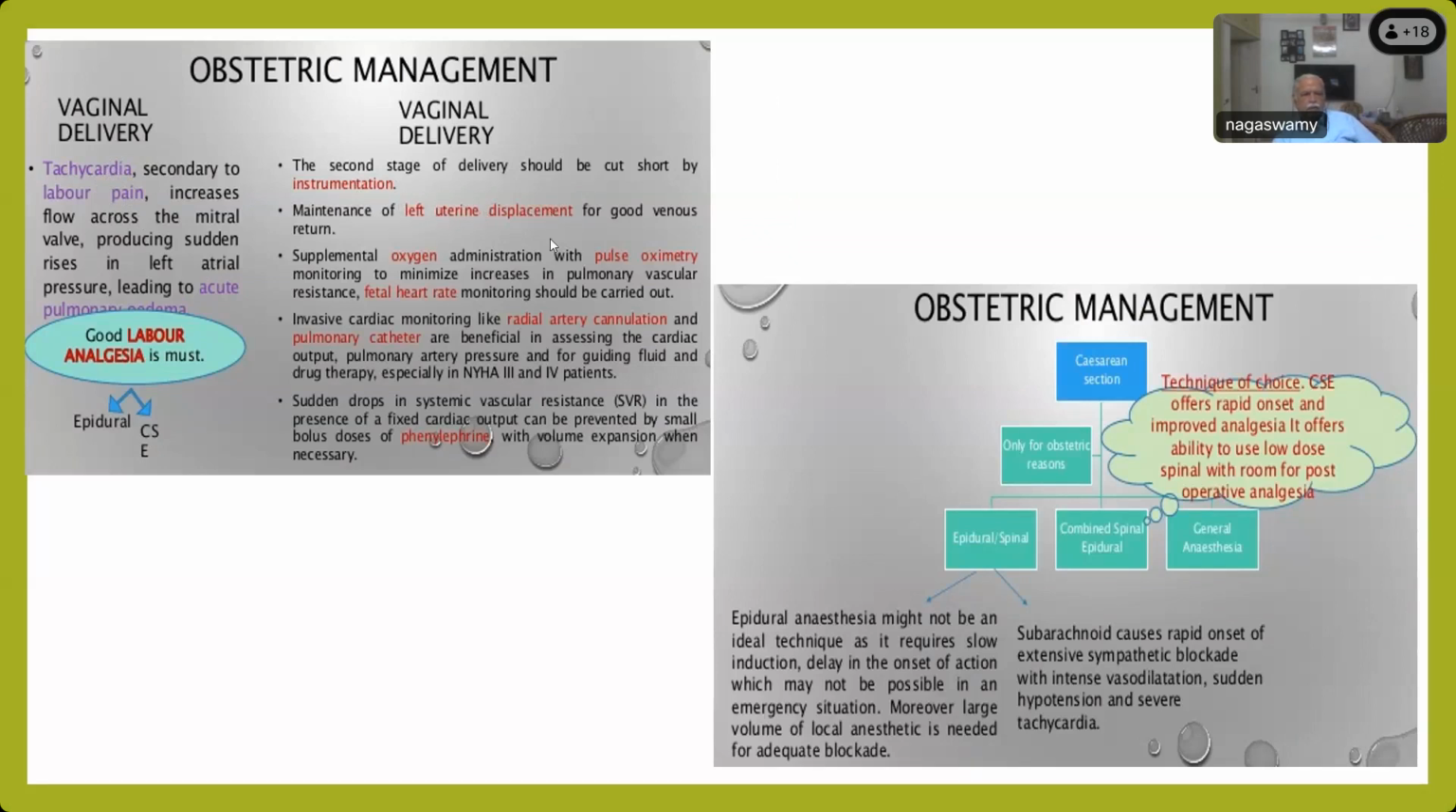Always maintain left uterine displacement. Supplemental oxygen should always be given even during normal labor and delivery. Pulse oximetry should monitor the patient's saturation, and fetal heart rate monitoring also should be done. In more severe cases, you may need a radial artery cannulation and pulmonary artery catheterization. Phenylephrine will be the drug of choice, and small boluses can be given. For cesarean section, it can be epidural, spinal, combined spinal epidural, or general anesthesia. So all those things we have discussed, how to manage that.